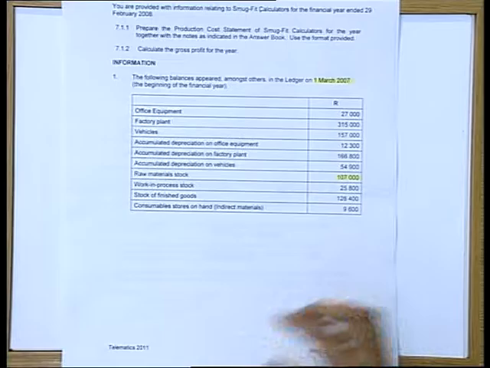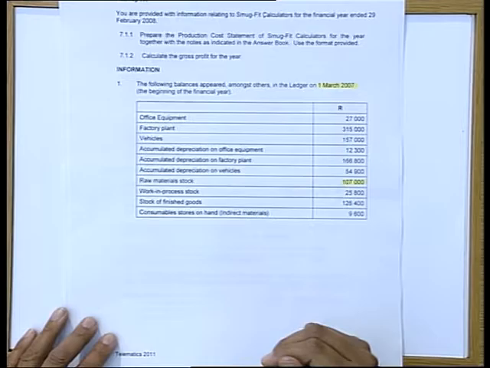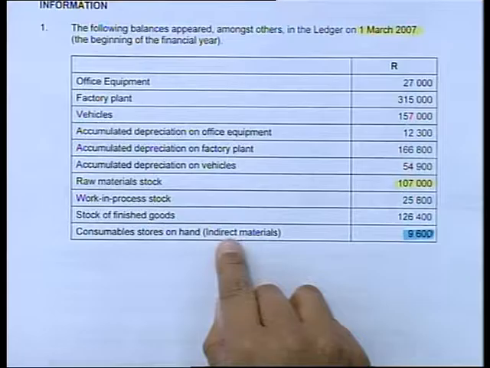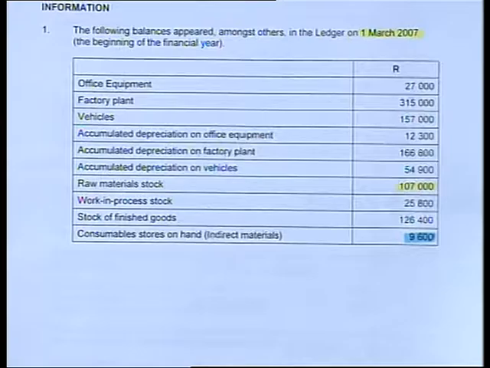So let's go and find it. Okay. Let's go and find the information. Learners, you have to know what you're looking for and then go and find it. Okay. Here I have consumable stores on hand, 9,600. There I have my opening stock for indirect materials. There they'll say indirect materials. There I have my opening stock for indirect materials. Okay, now let me go and look for my purchases. It's on my next page.